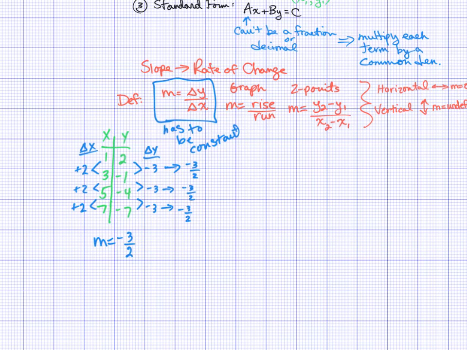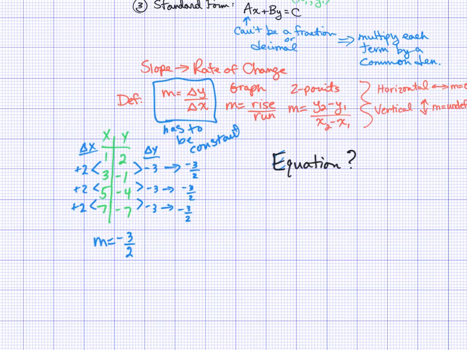So let's say this is our line now. This table represents points on our line. We found the slope of negative 3/2. Well, what's the equation of this line? What's the equation of the line which contains those points? Equation. How do we find it?